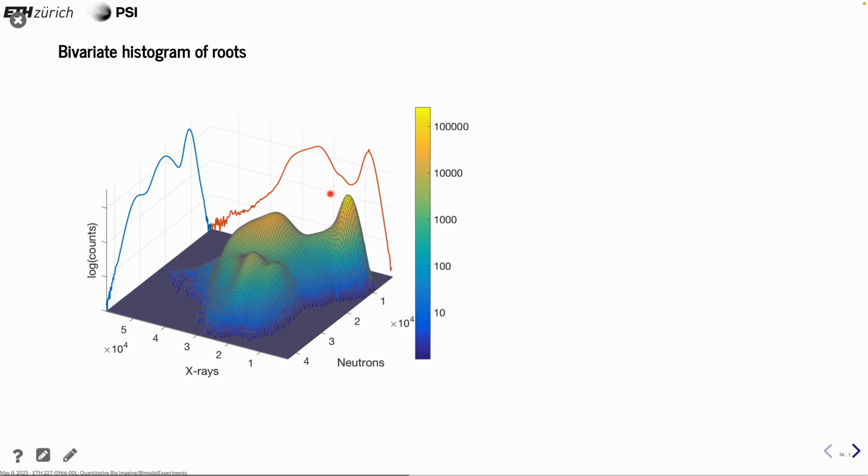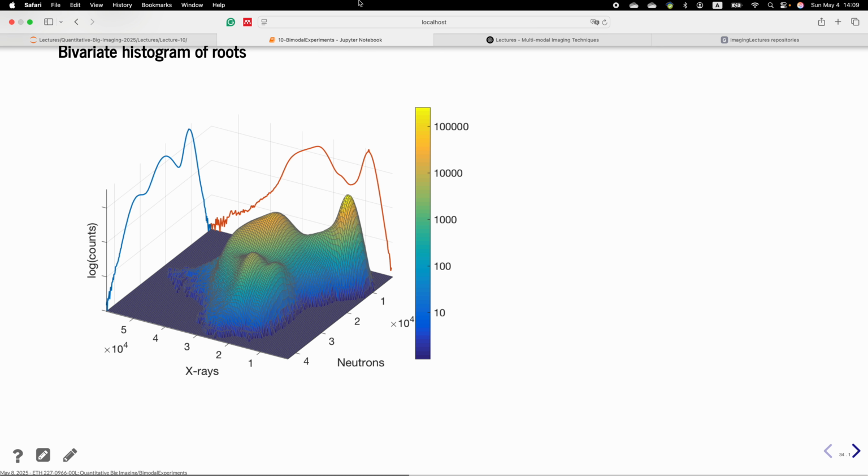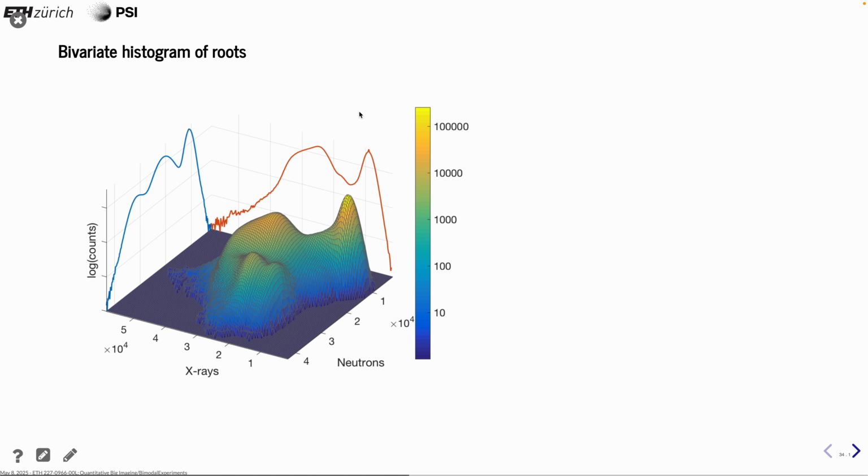And looking at this bivariate histogram, we have one peak here, which corresponds to the background. Then we have a very wide part here that is the soil, and then this one corresponds to the container. And finally, the roots are very underrepresented, so it's very unbalanced data. Roots or blood vessels in a bulk material are usually the least represented kind of pixels in the image.